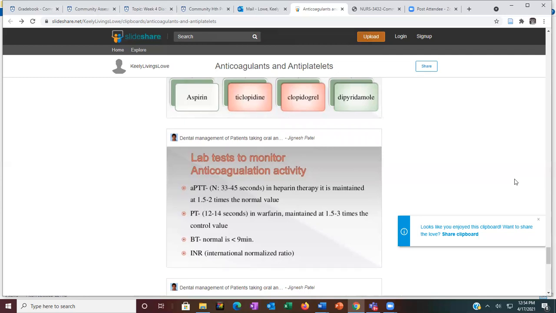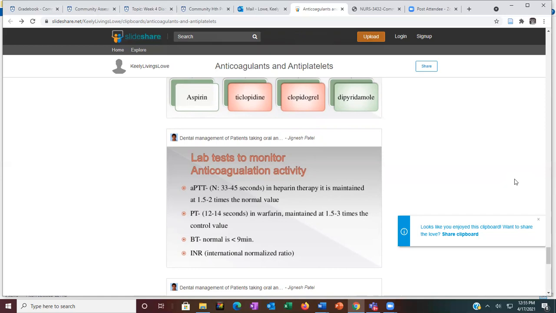PTT is a lab we would look at for heparin therapy. And this is how I remember PTT. See the two T's at the end of the PTT? If you put those two T's together, especially lowercase t's, they form an H. And so that's how I remember PTT is for heparin. And PTT is the number of seconds it takes for the blood to clot. So for heparin therapy, the norm is 33 to 45.